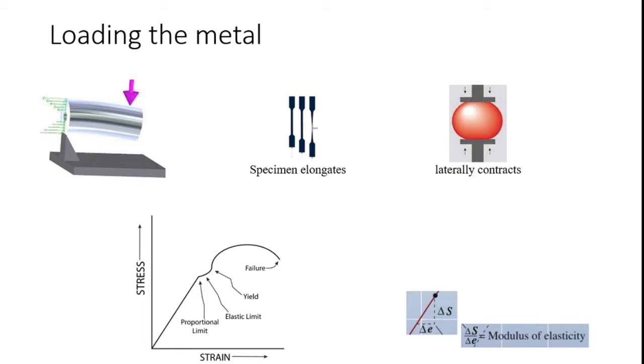When I apply a load on the workpiece material, during the initial loading the metal specimen elongates. And if the load is compression, the material laterally contracts, which means it laterally expands. The curve of strain versus stress follows the modulus line until it reaches the proportional limit, as shown here.